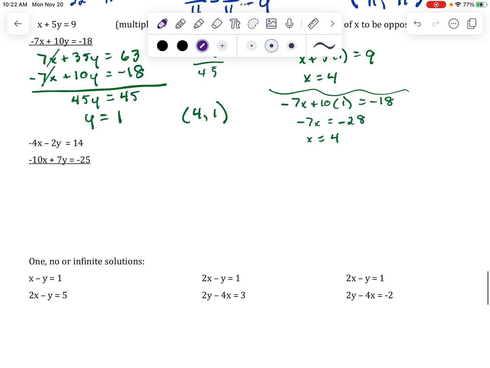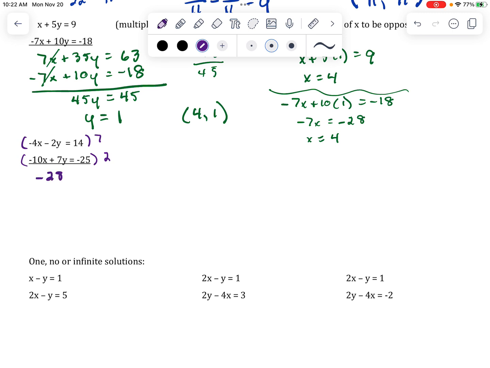My last example, what would you do here? There's no easy way to turn 4 into 10, or 10 into 4, or 2 into 7, or 7 into 2. So what we do is we multiply both equations. So let's say I want to make the y's drop out. I'm going to multiply the top equation by 7 and the bottom equation by 2.